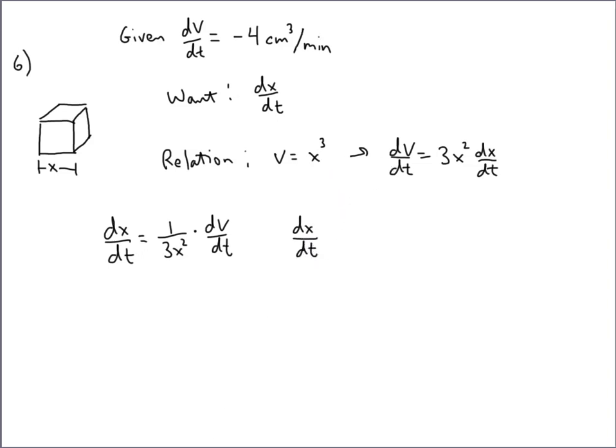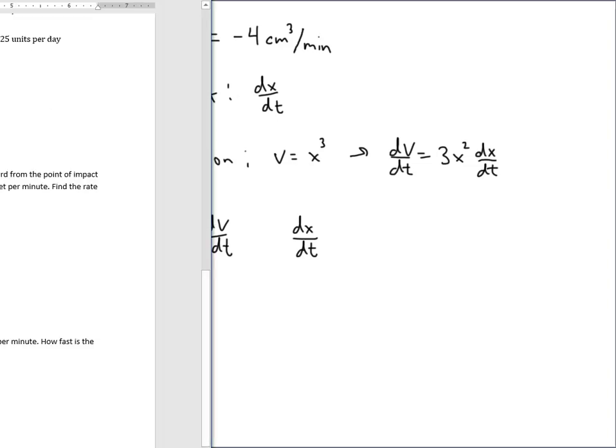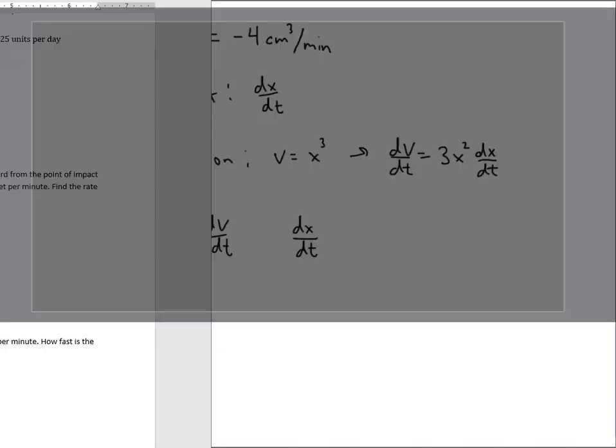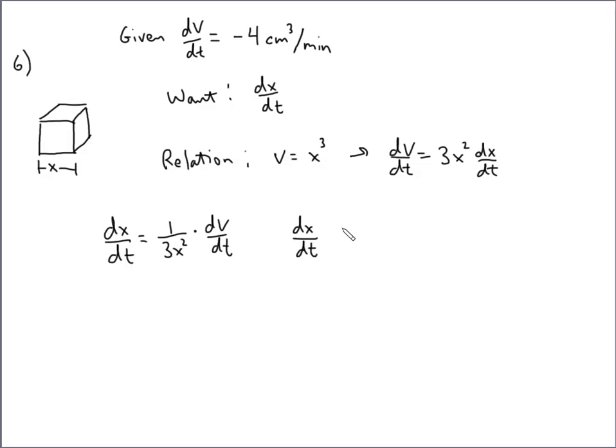Actually, let me double check one. Does it say we want it? How fast is the length of the side decreasing? Okay, so it doesn't give it at any particular time, so we want dx/dt. I guess when x is 7, since that's what it says. So we'll just go ahead and put 7 in there.